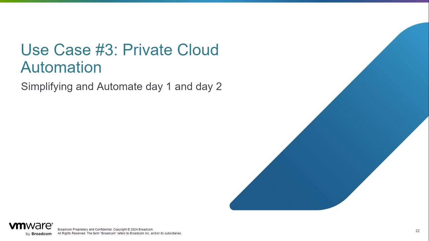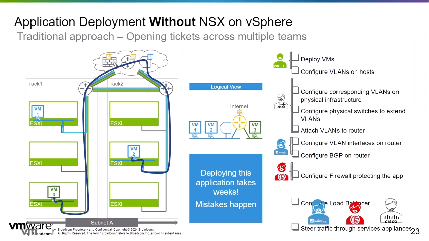Next, you look at use case 3, which is the use case for simplifying and automation of day 1 and day 2 operations. To understand the benefits of NSX automation capabilities, let's look at how applications are deployed without NSX. We start with an admin deploying some VMs. The admin needs to configure VLANs in the host. Next, a networking admin needs to be engaged for VLAN configuration on switches and routers and router configuration. The network security team may need to be engaged to configure firewall policies, and a load balancer admin may need to get involved for any load balancer configuration that is required. And finally, an admin will need to ensure all the routing is in place for traffic flow.